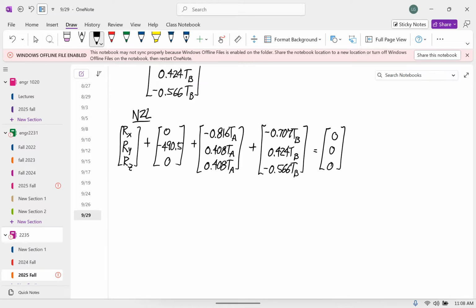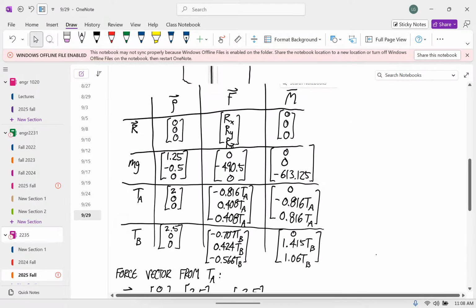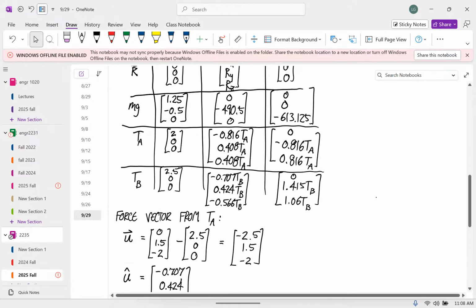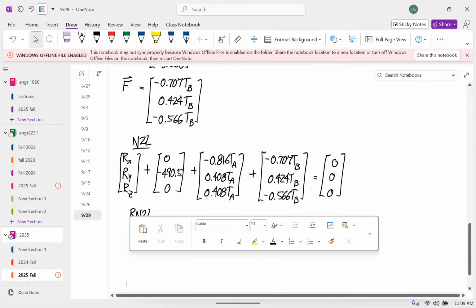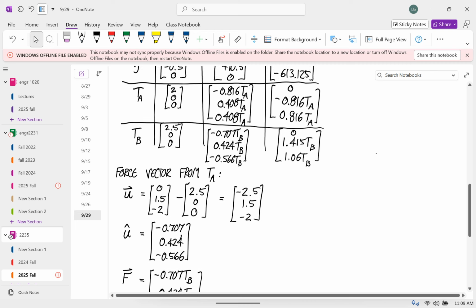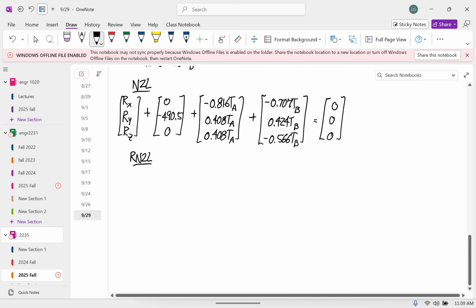And now we'll add up all the moments and set those equal to zero. So rotational Newton's second law. We have 0, 0, 0. I won't write that. Plus 0, 0, negative 613.125.